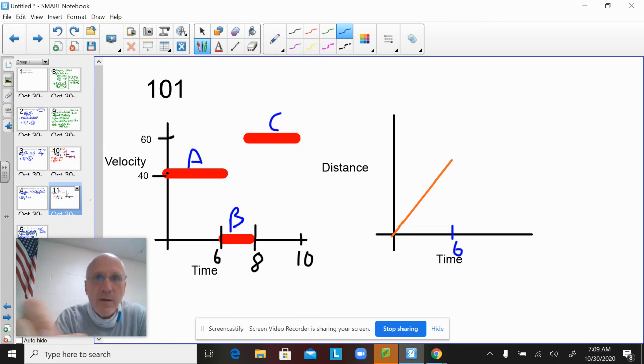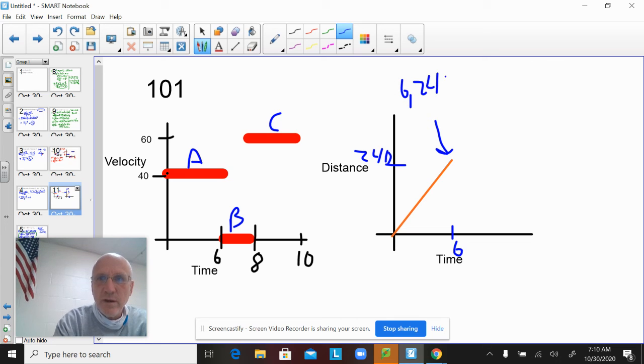So the slope of that has to be 40. I can do some math in my head here. I think if I label this 240, that point right there is 6 comma 240. And if I do that from the origin, 240 over 6 minus 0, I do in fact get 240 divided by 6, which is 40. So the slope of that line is 40.